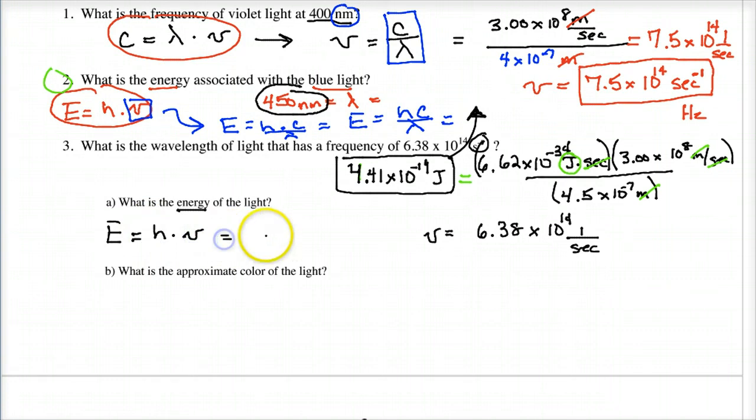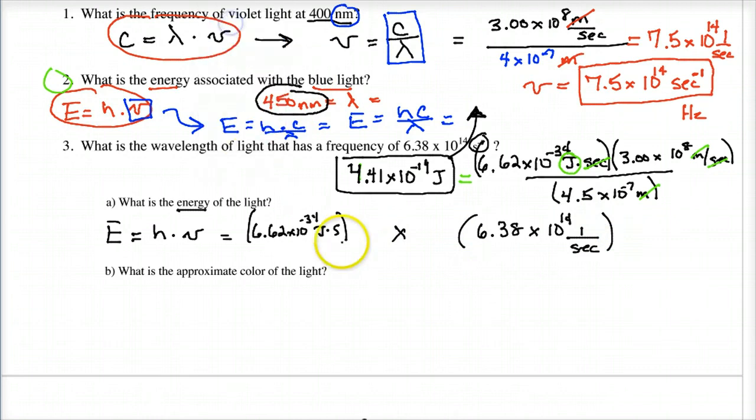So let's plug that in. Planck's constant, 6.62 times 10 to the negative 34 joule seconds. And we're going to times that by the frequency. Put these together, times this. What do I get? I get my seconds. This is a second, really. That's going to cancel, and I'm left with joules. And let's go find that number.